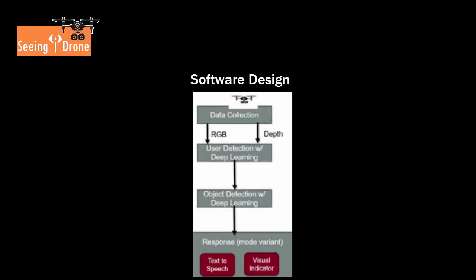In terms of software, there are a number of components after data collection: pre-processing, including depth and disparity calculations. User detection takes place using deep learning, followed by object detection, and if the object is determined to be of interest or an obstacle, it's reported to the user via text-to-speech.